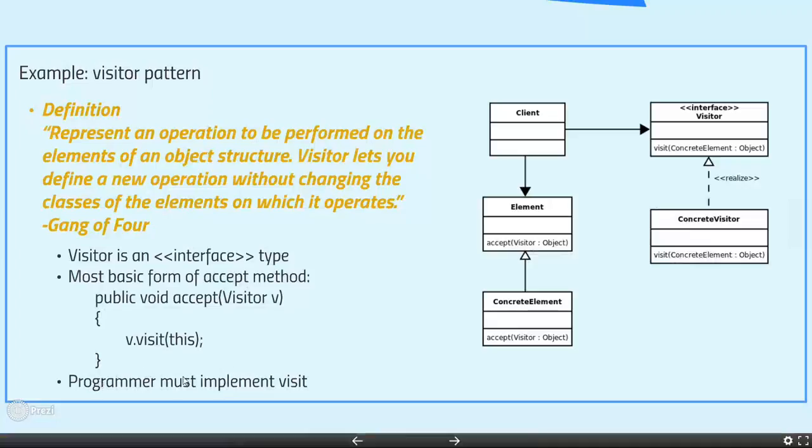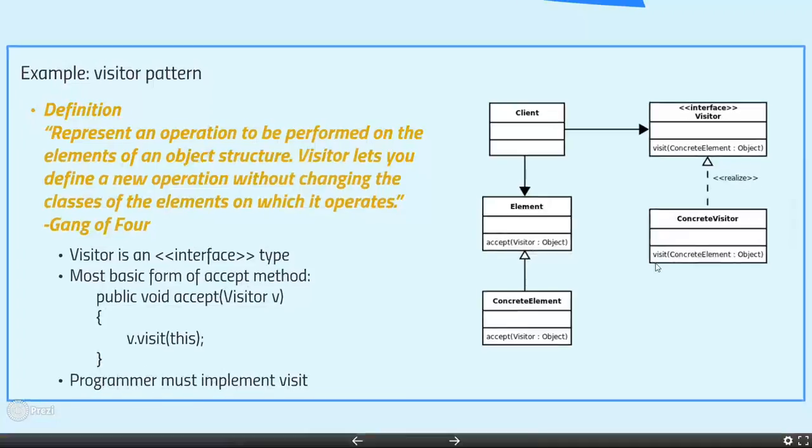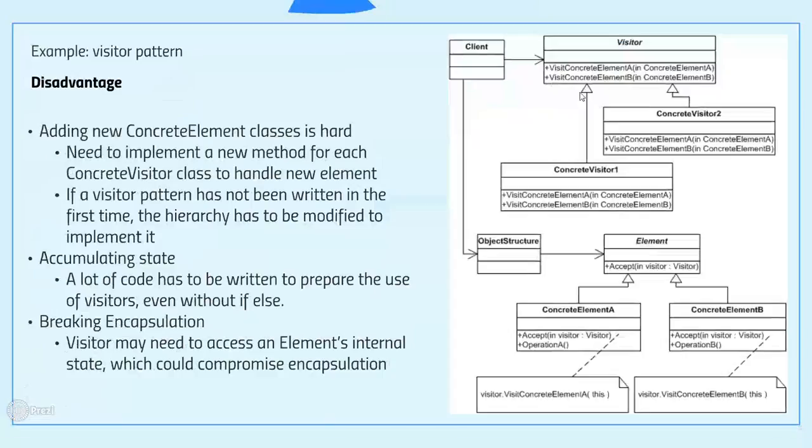So the programmer has to implement a visit. If we look at this more detailed class diagram, we see that in the visitor we have to visit every element. We have visitor visit element A, visit element B, etc. So let's look at the disadvantages of this. First of all, adding new concrete element classes is hard because first we need to implement a new method for each concrete visitor class to handle the new element, like what I said.